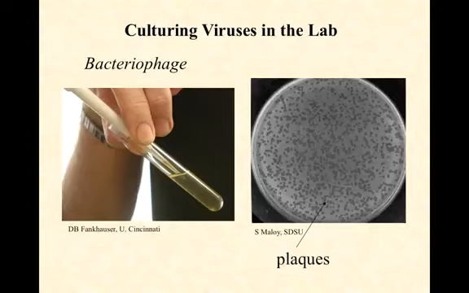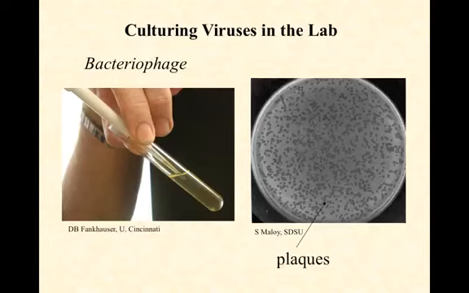So let's say you've got a T even phage like T2, and you want to grow it up. You add a little bit of inoculum to a turbid culture, a dense culture of E. coli. And in a matter of hours, they're going to undergo their life cycle multiple times and lyse all the cells. The medium will turn clear rather than turbid, and you'll know that you've grown up a population of phage.